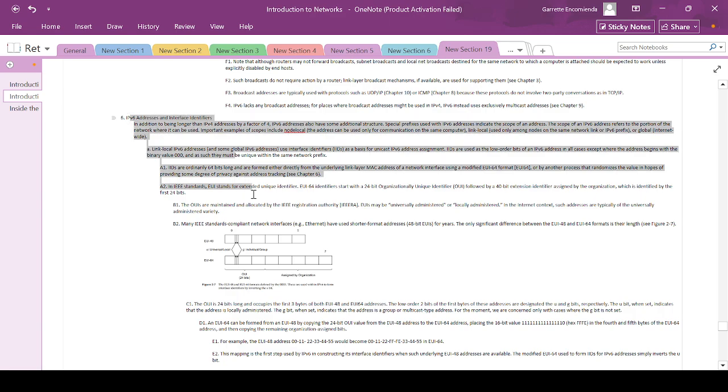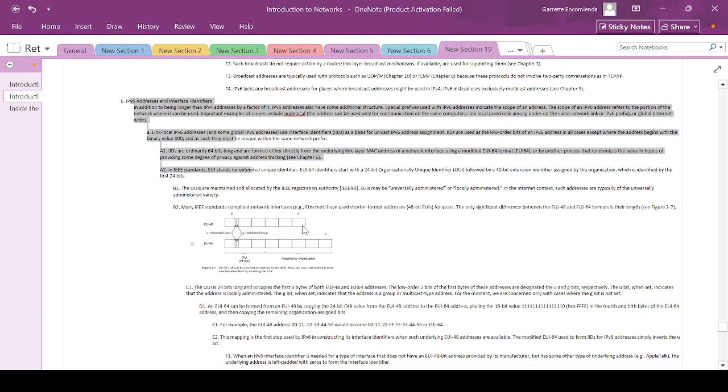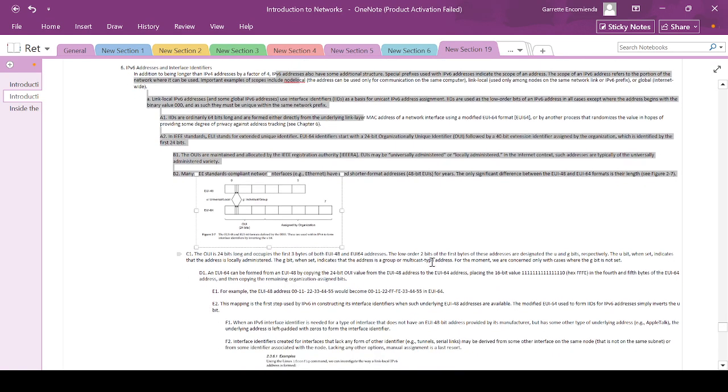IPv6 addresses and interface identifiers. In addition to being longer than IPv4 addresses by a factor of 4, IPv6 addresses also have some additional structure. Special prefixes used with IPv6 addresses indicate the scope of an address. The scope of an IPv6 address refers to the portion of the network where it can be used.